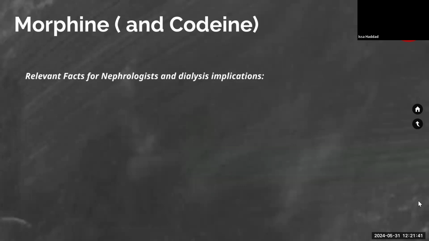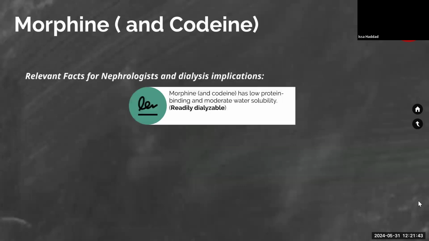So what are the relevant facts for us as nephrologists? Morphine and codeine, first of all, dialysability. They have low protein binding and moderate water solubility. And that makes them readily dialyzable. So if someone comes with a morphine intoxication, we can dialyze the patient and get it out.